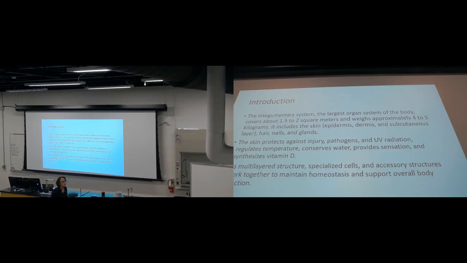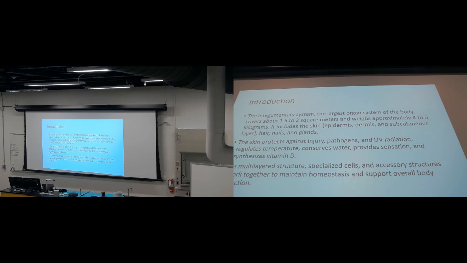And then attached to the skin, we have the accessories, which are the hair and the nails. And the hair is not located in areas where we have thick skin, like the palms and the soles. Now, in the skin, we have 2 major layers. We have the epidermis and we have the dermis. And they are subdivided into several layers. We will see which ones they are.